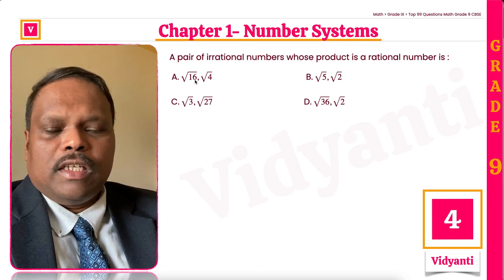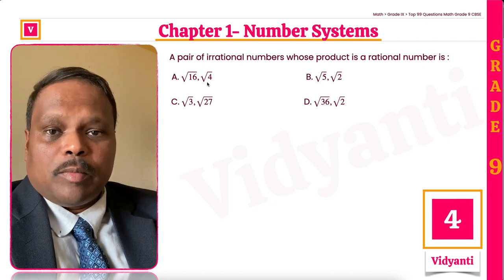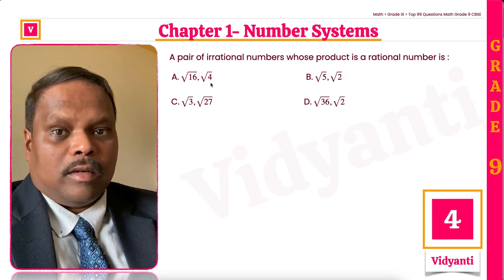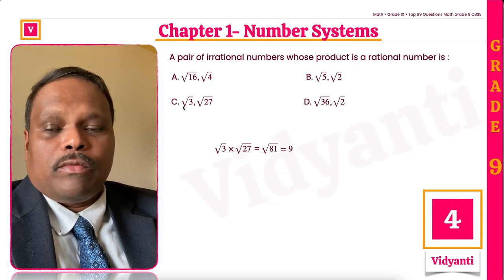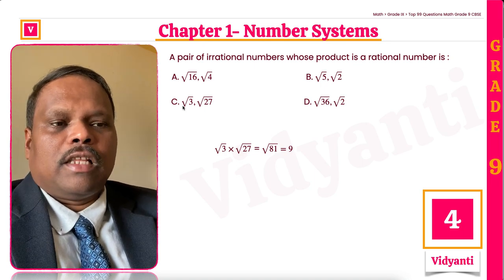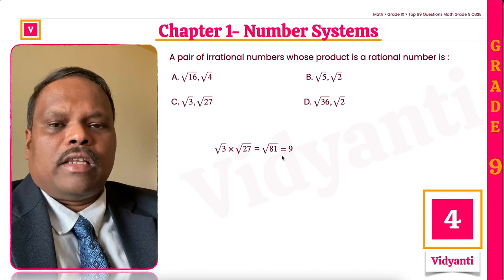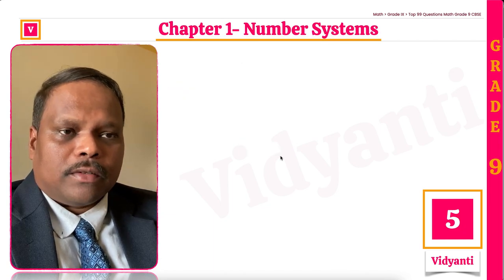Now root 16 is not an irrational number, that can be simplified as 4. Root 4 can be simplified as 2. So these are not irrational numbers, so they disqualify. However, if you check option C, that is root 3 times root 27, that's root 81, and that will be equal to 9. So that satisfies the condition. Option C is the correct answer.